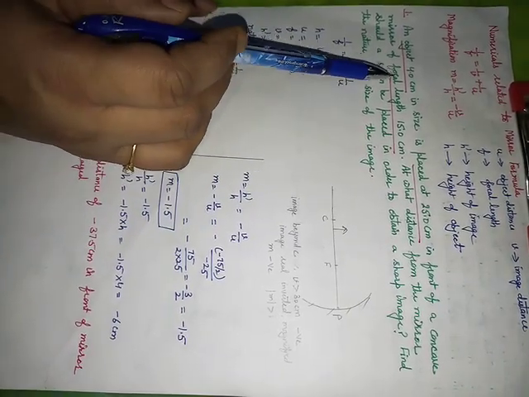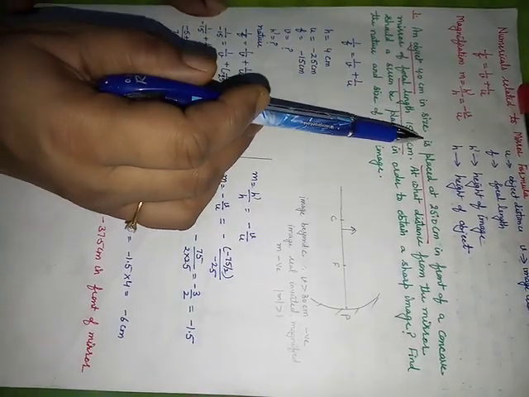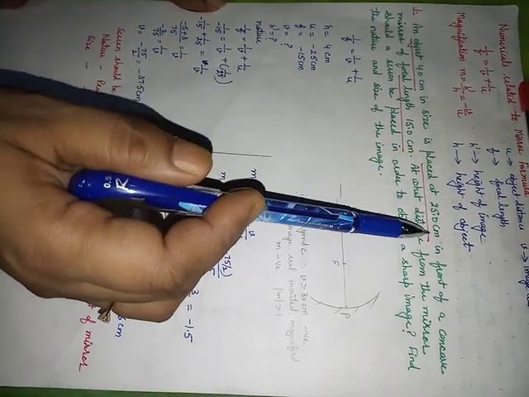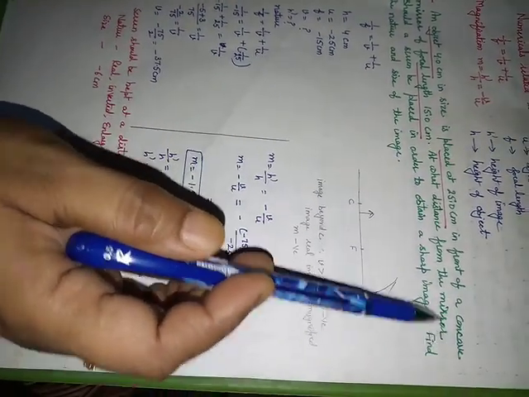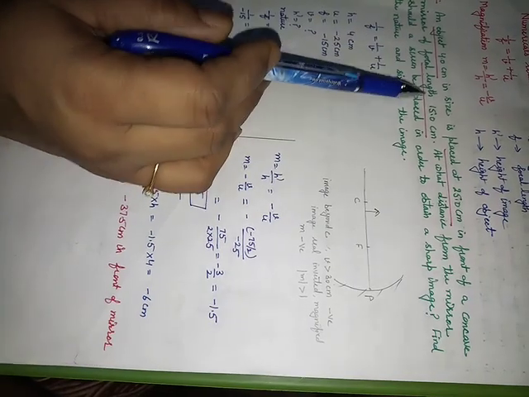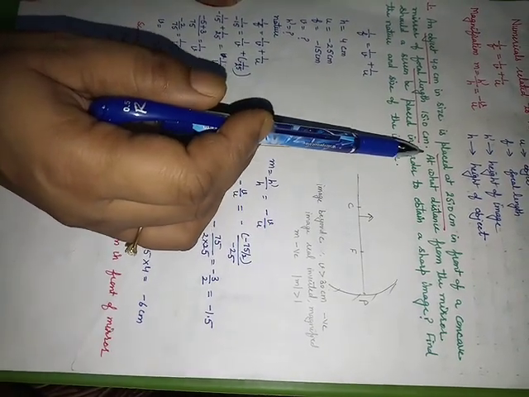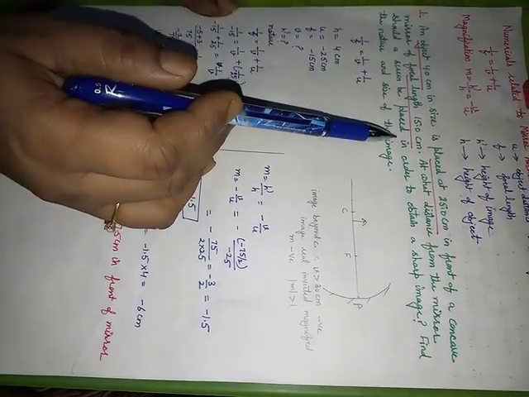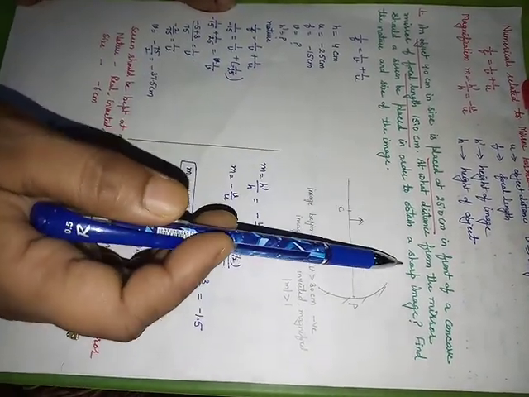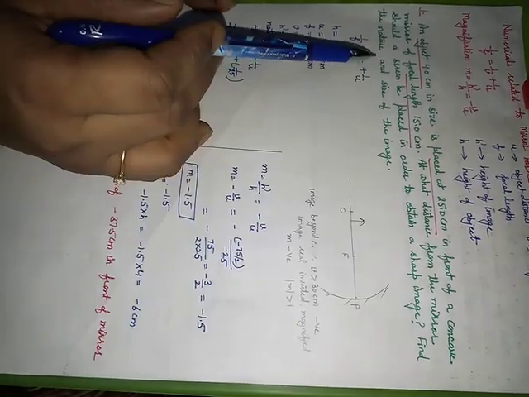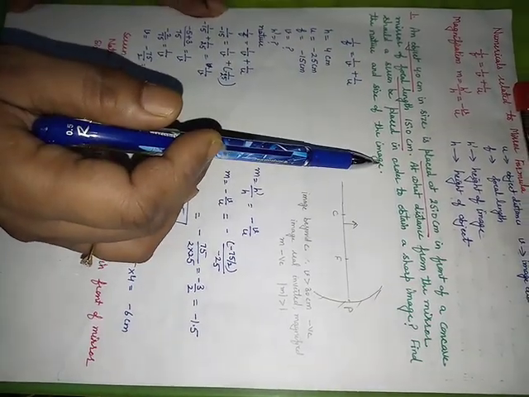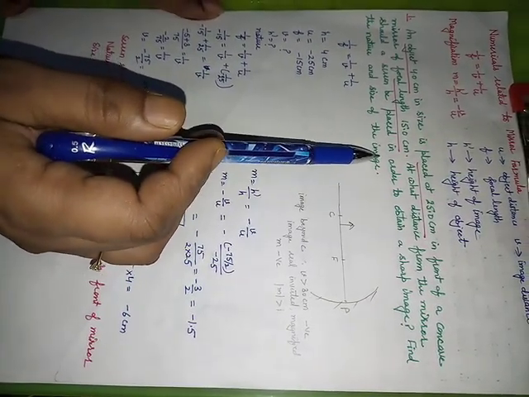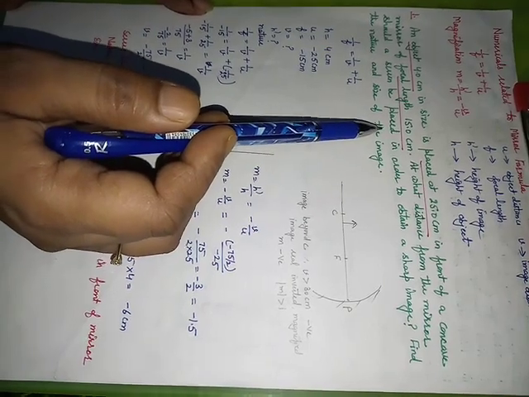The first question is: an object 4 cm in size is placed 25 cm in front of a concave mirror of focal length 15 cm. At what distance from the mirror should a screen be placed in order to get a sharp image? Find the nature and size of the image. First we will see what is given and what is asked.